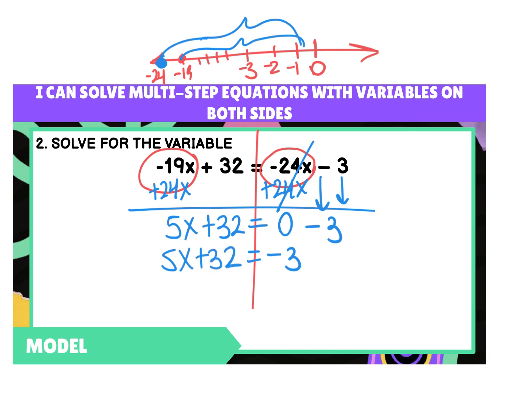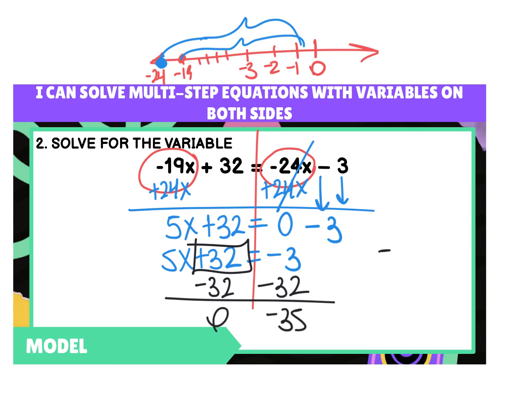Two-step equation looks normal, not backwards. So minus 32 and minus 32. This side gives us 0. Negative 3 minus 32 will give us negative 35. So we say 5x equals negative 35. We're going to divide both sides by 5. And x is going to equal negative 7.